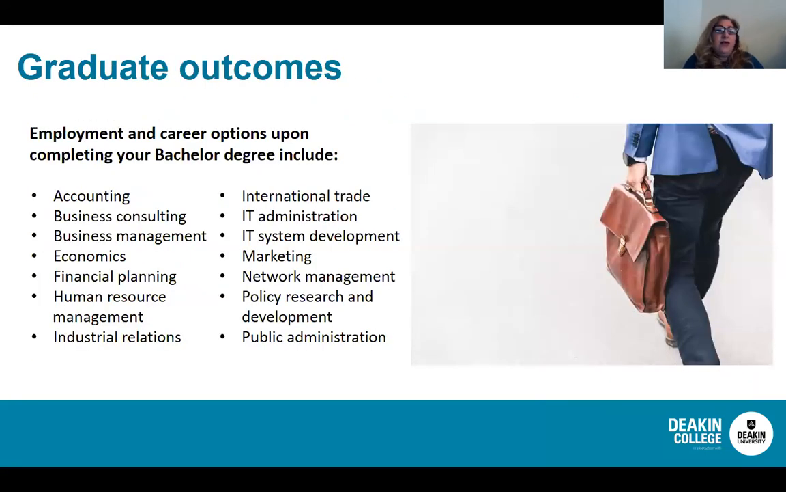Once you complete the Bachelor of Commerce, then this can lead you into various employment opportunities within the private and public sectors. So you can pursue a career in accounting if you wish, business consulting, economics, business management, finance or financial planning, human resource management, industrial relations, marketing, public administration, IT administration, international trade, just to name a few.